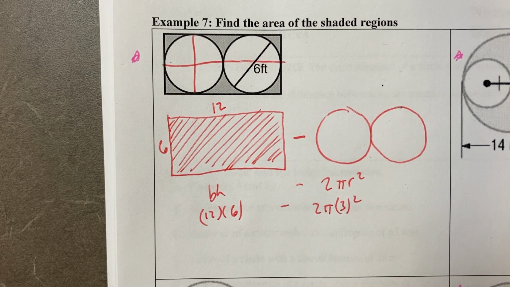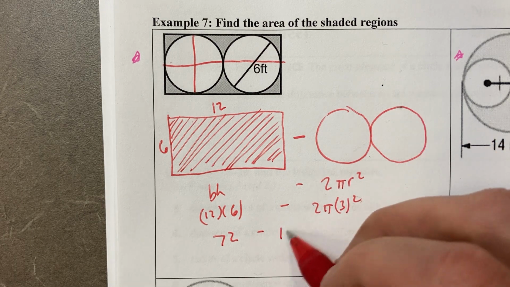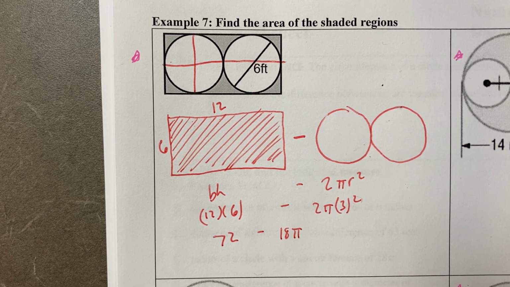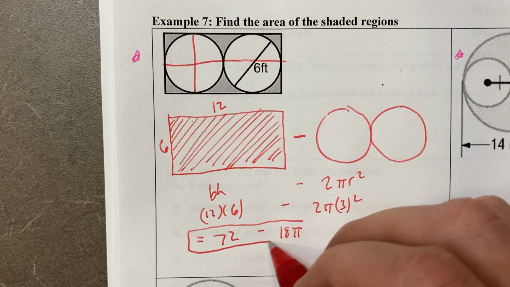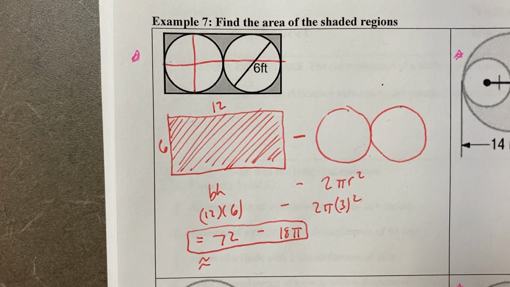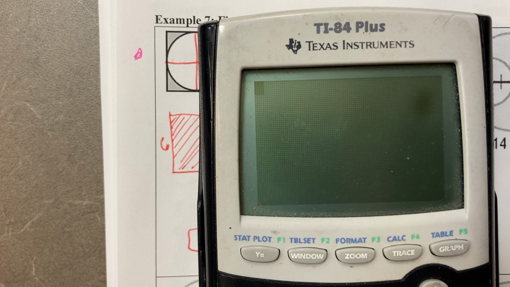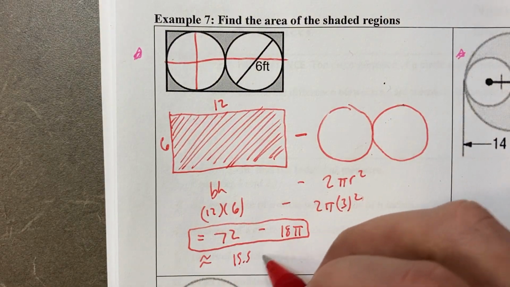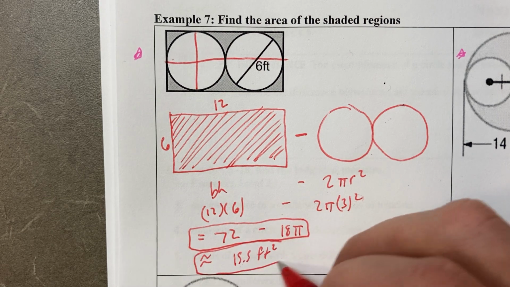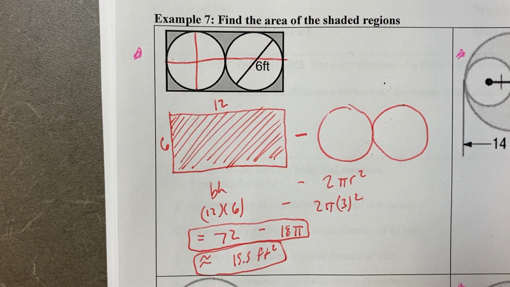So base times height, that is 6 times 12, so that is 72 minus, this is 9 times 2, 18 pi. That's 72 minus 18 pi. And this is the exact answer right here. And then from there, we have to plug it in our calculator. 72 minus 18 pi, and we get about 15.5 square feet, because it's feet. All right, so the shaded area is about 15.5 square feet.